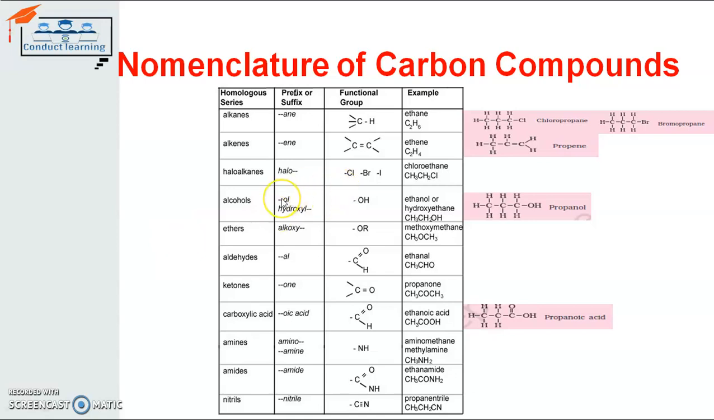The next homologous series is of alcohol, and the prefix or suffix for it is ol, and the functional group for it is OH. The example taken here is ethanol. As we well know, in ethane there are two carbon atoms. So accordingly, ethanol will have two carbon atoms, right?